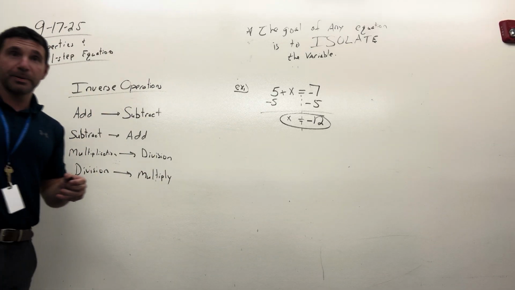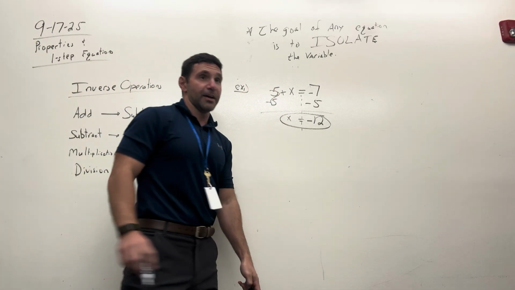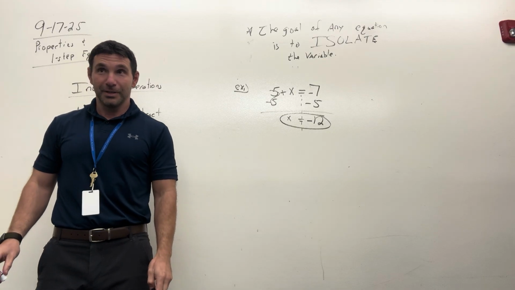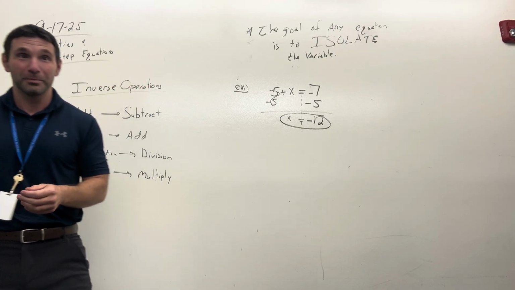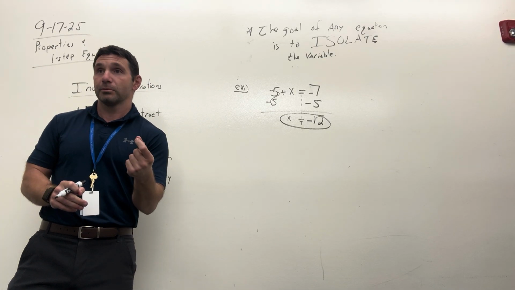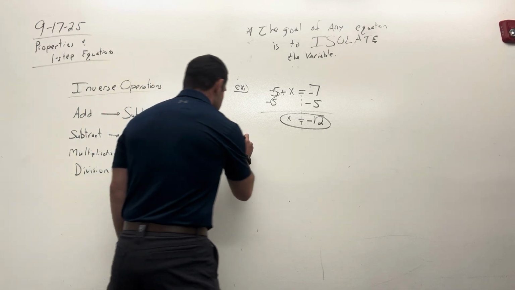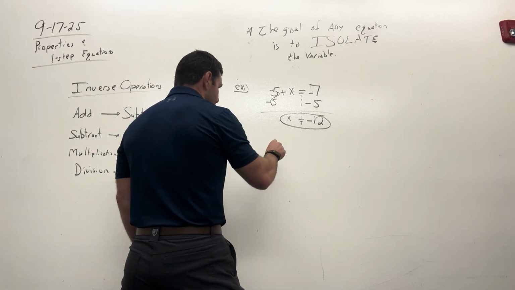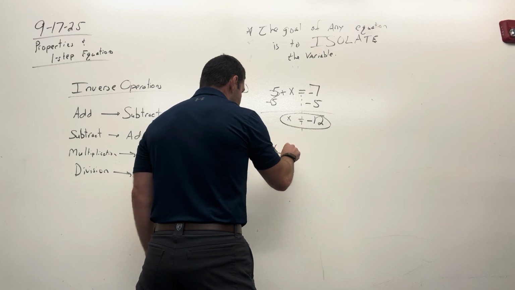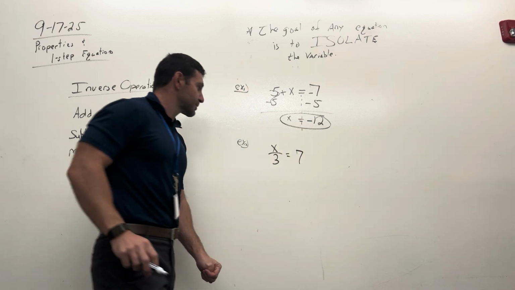How many teachers in your past have said 5 minus 5 cancels? Right? I'm guessing you've heard cancels before in math. It doesn't cancel, it becomes 0. Okay? So let's look at another. We've got x divided by 3 equals 7.